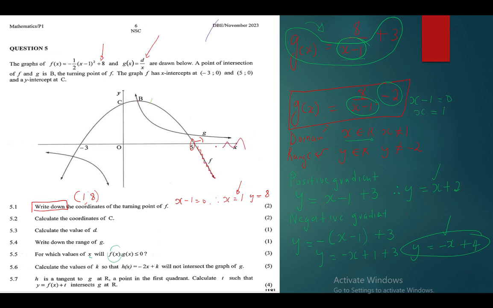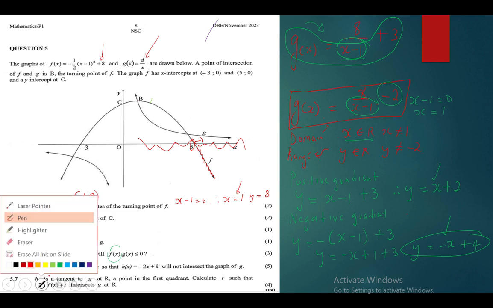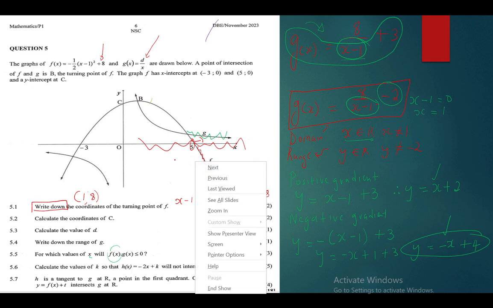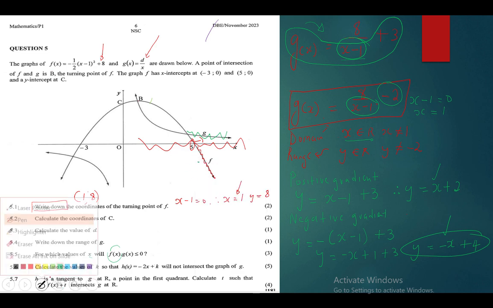Remember, your x-axis is this line. So your function f is always underneath, but your function g is always on top. So whenever the function is underneath the x-axis, let's say it has a negative y value. And when the function g is on top, let's say it has a positive value.